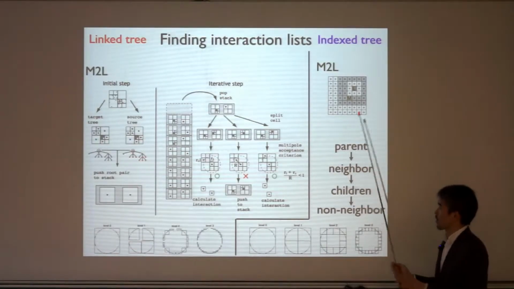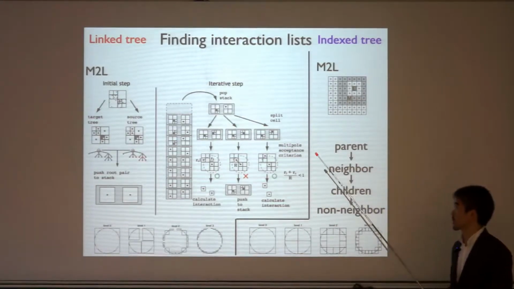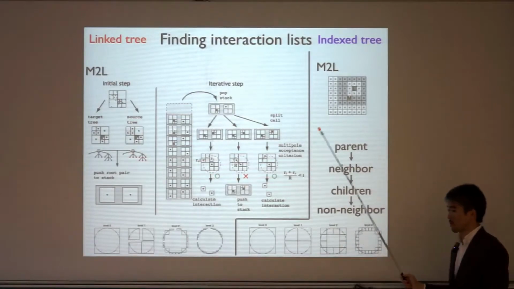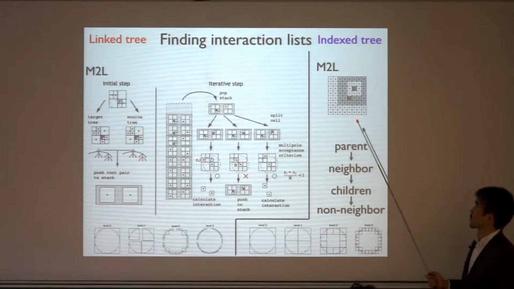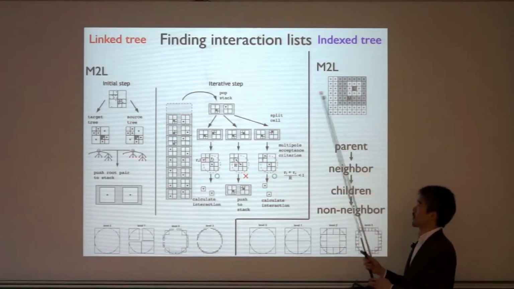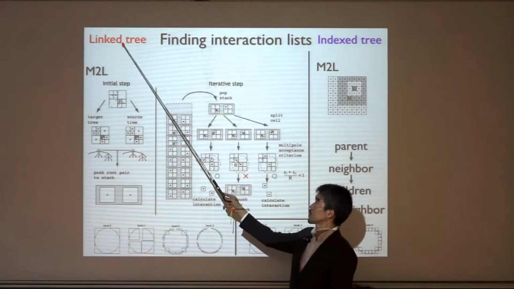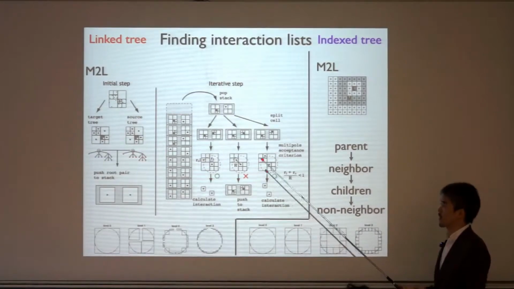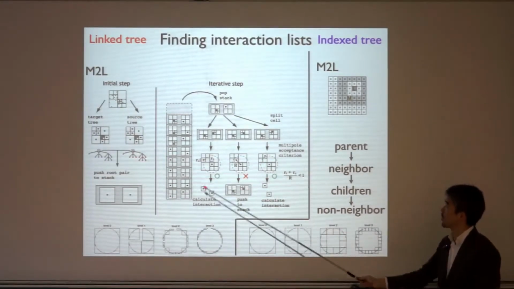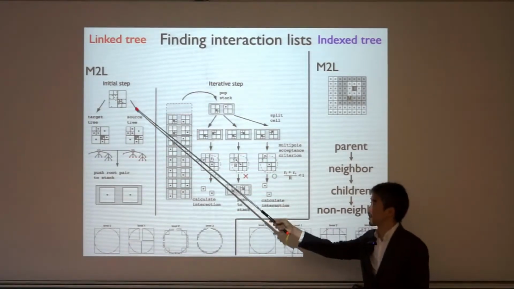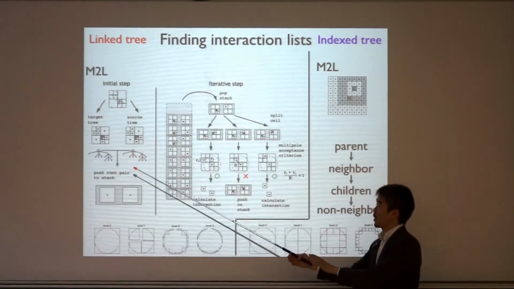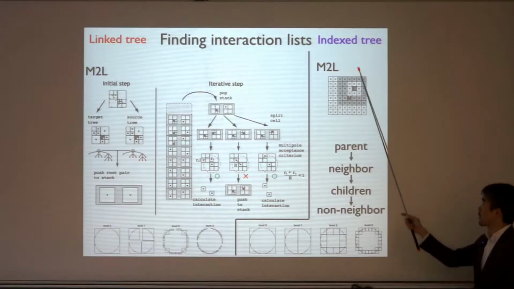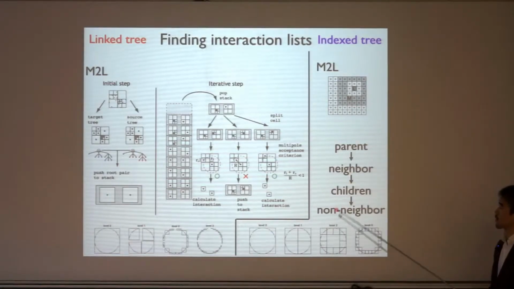So there are these other advantages and disadvantages of both cases, but I just wanted to mention that the linked tree approach does not necessarily have a disadvantage or an advantage. It can do the M2L finding. It just does it in a very different way, which has its own advantages. And if you do it this way, the programming is probably much simpler.